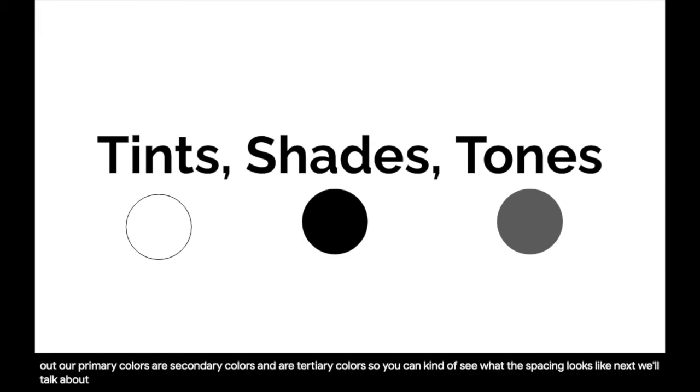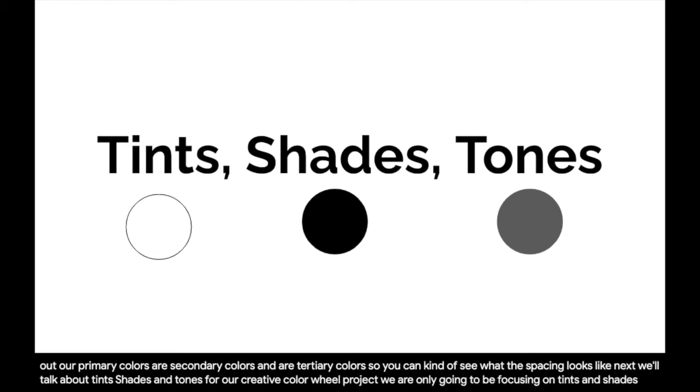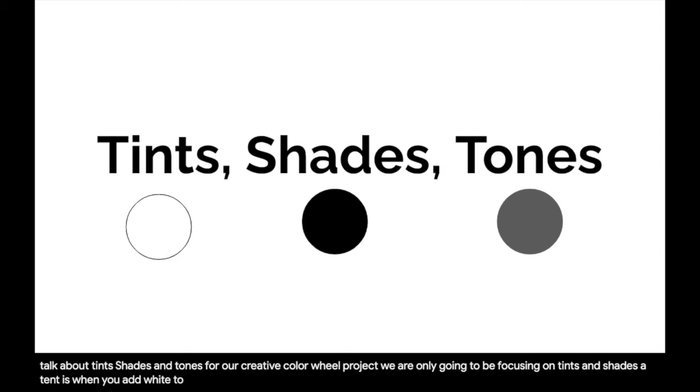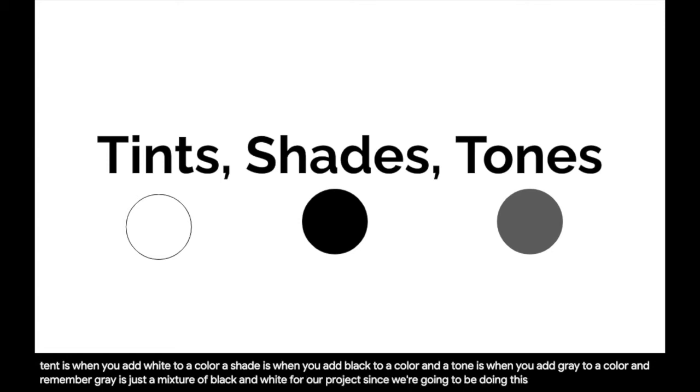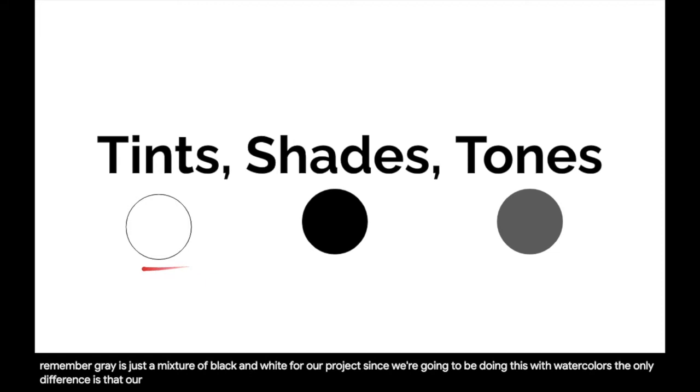Next, we'll talk about tints, shades, and tones. For our creative color wheel project, we are only going to be focusing on tints and shades. A tint is when you add white to a color, a shade is when you add black to a color, and a tone is when you add gray to a color. And remember, gray is just a mixture of black and white. For our project, since we're going to be doing this with watercolors, the only difference is that our tint, instead of adding white to our watercolor, we're going to add more water. And that, in watercolor, is going to make our color lighter.